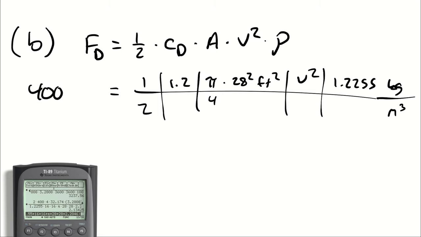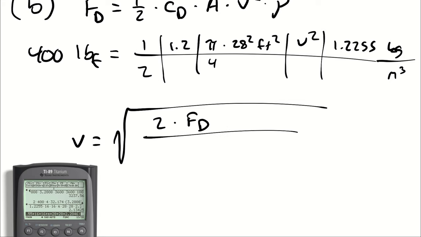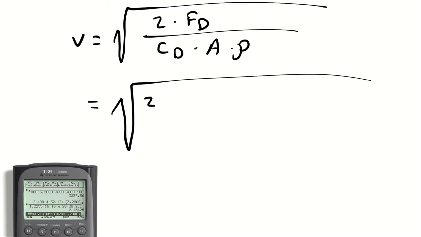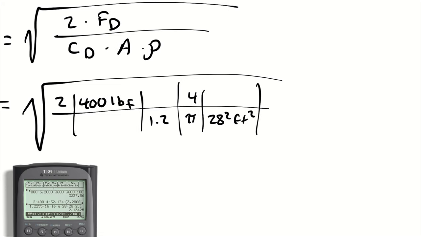In this equation, we have one unknown. We are solving for velocity. That velocity is going to be the square root of 2 times the drag force divided by the coefficient of drag times area times density. So 2 times 400 pound force divided by 1.2 divided by pi over 4 times 28 squared feet squared divided by 1.2255 kilograms per cubic meter.